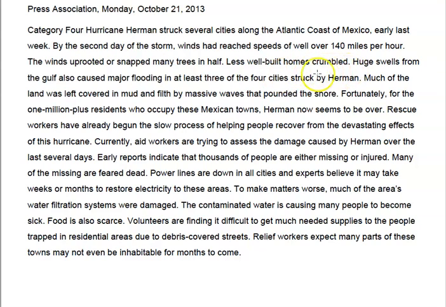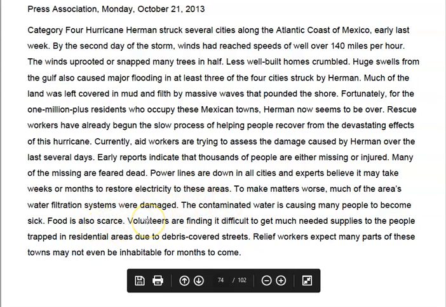Okay, homes crumbled. Huge swells from the Gulf, right? These swells, these are referring to the ocean water causing major flooding. Okay, people are missing or injured. Power lines are down. Okay, contaminated water, food is scarce. Volunteers are finding it difficult to get the supplies to the people that are trapped in these debris-covered streets.